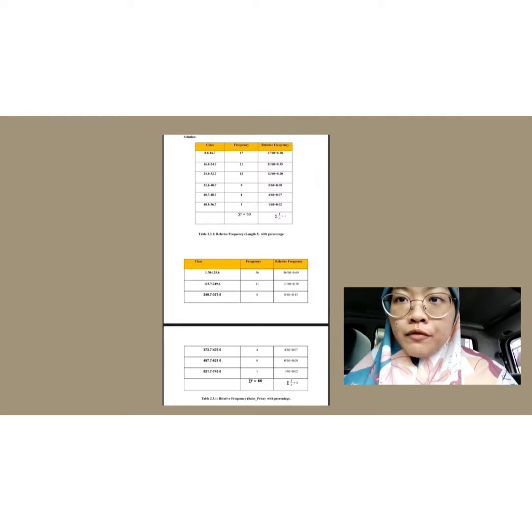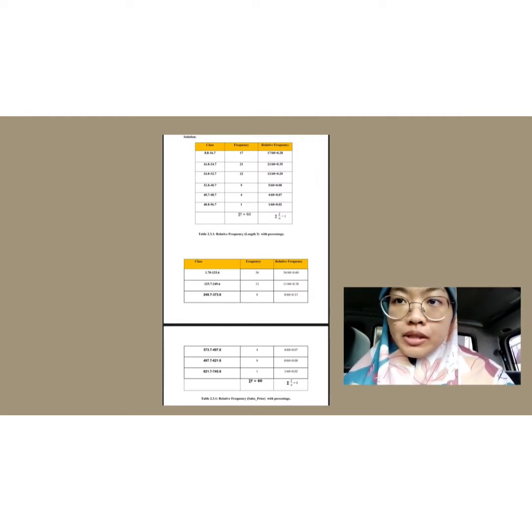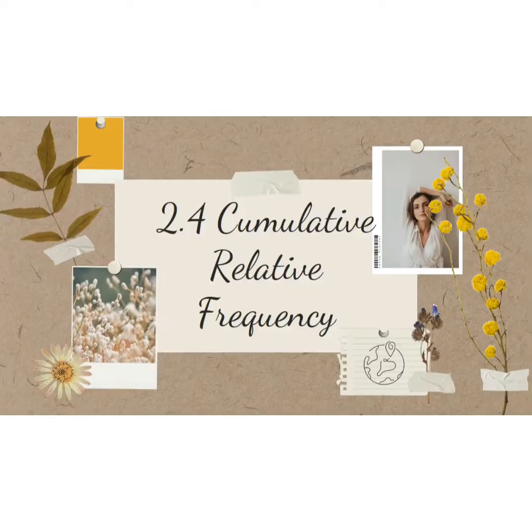Now, I will explain part 2.3, which is relative frequency. This is the table for length and weight with percentage.